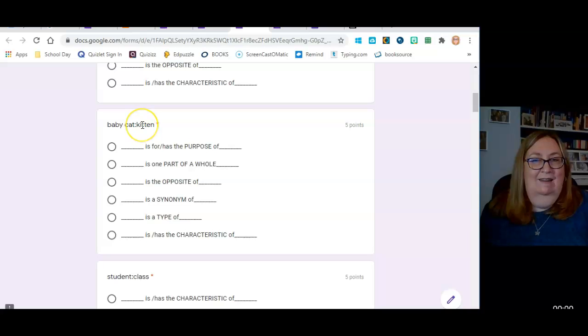Here we have baby cat and kitten. I would do the same thing. Baby cat is for kitten, or baby cat has the purpose of kitten. No. Baby cat is one part of a whole kitten. No. Baby cat is the opposite of kitten. No. Baby cat is a synonym of kitten. Yes. A baby cat is a type of kitten? Maybe, but don't you think this is a better answer? Yeah, I would have a hard time. When I think about types of, I would think a Siamese cat or a Maine Coon cat. That's types of. A baby cat is not a type of kitten. They mean the same thing. They're synonyms. A baby cat has the characteristic of kitten. The only good answer here is that it's a synonym of.